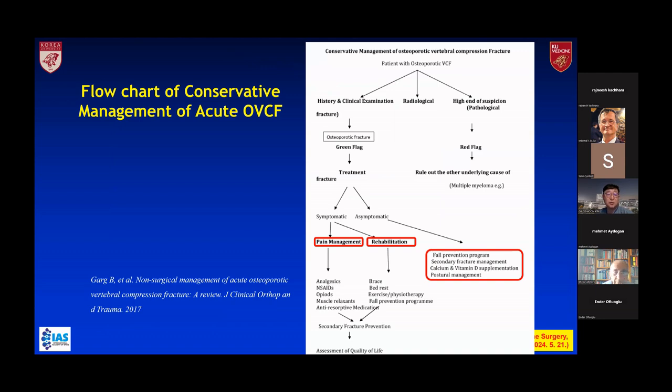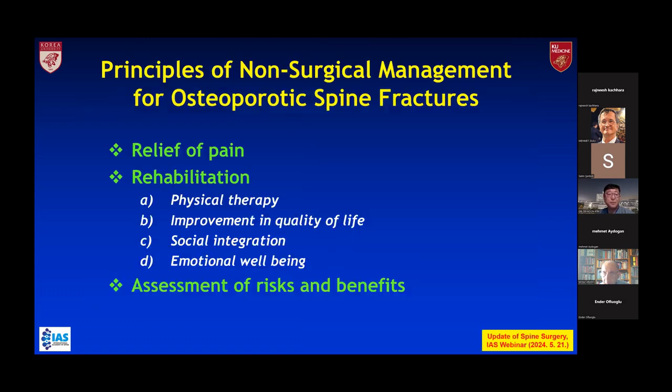But this is one of the well-known diagram algorithms of the conservative management of acute osteoporotic vertebral compression fractures. As you can see on your right hand, when the patient is symptomatic, they need pain management through many analgesics such as NSAID, opioid, muscle relaxants. And on the other hand, they need rehabilitation such as brace, bed rest, exercise, and fall prevention program, and so on. Even if the patient is symptomatic, a fall prevention program is necessary.